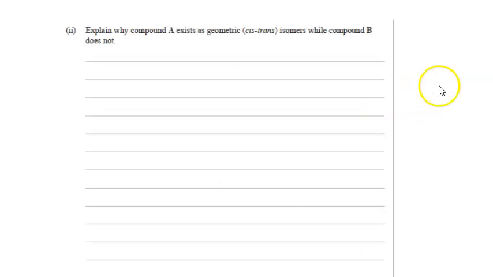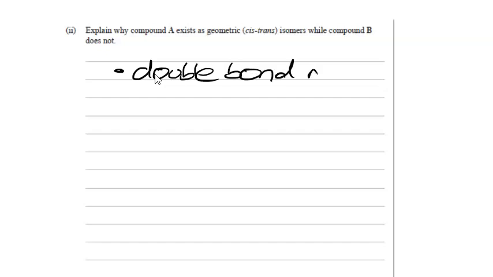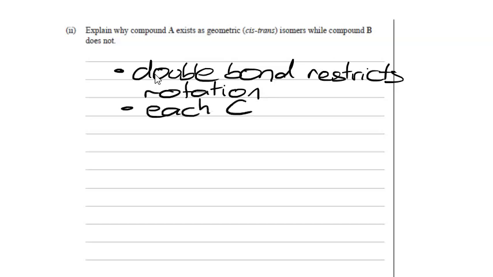Nice work. All right. So the next question: explain why compound A exists as geometric cis-trans isomers while compound B does not. So there's two things that we need to include in our answer. One is that the double bond restricts rotation. And the next thing that we need to include is that each carbon on the double bond has different groups attached to it.